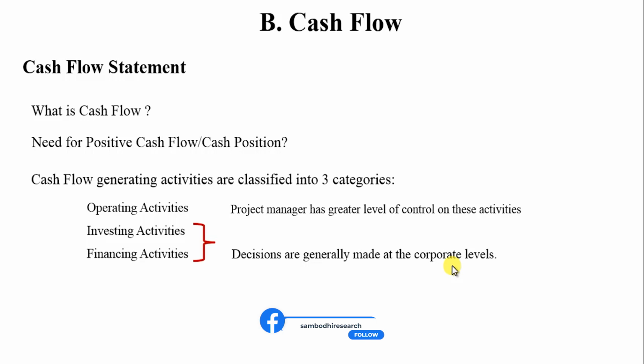It can be by way of a loan, by way of issue of new shares, and when they have a surplus cash, they can also buy back their own shares, repay out the loans, and stuff like that. So those are all classified as financing activities. So I believe by understanding these different areas of activities, you must have got an idea that operating activities are the area where you as a project manager have the greatest level of control.